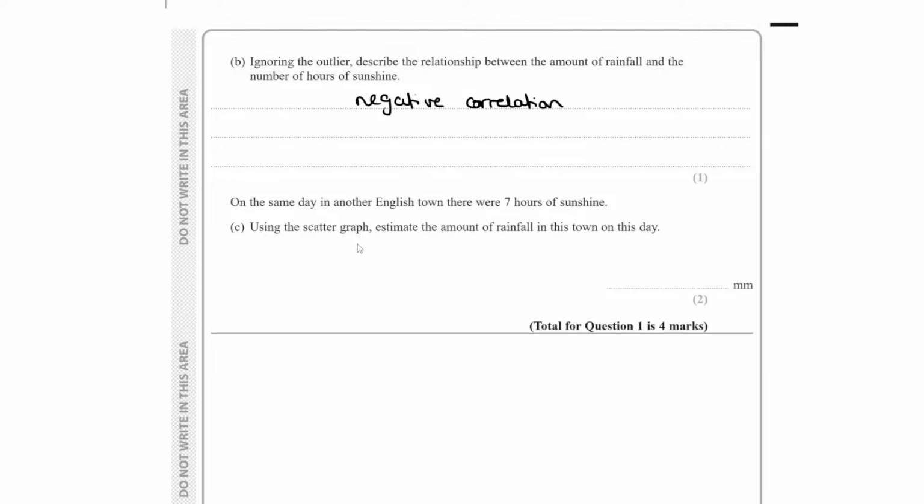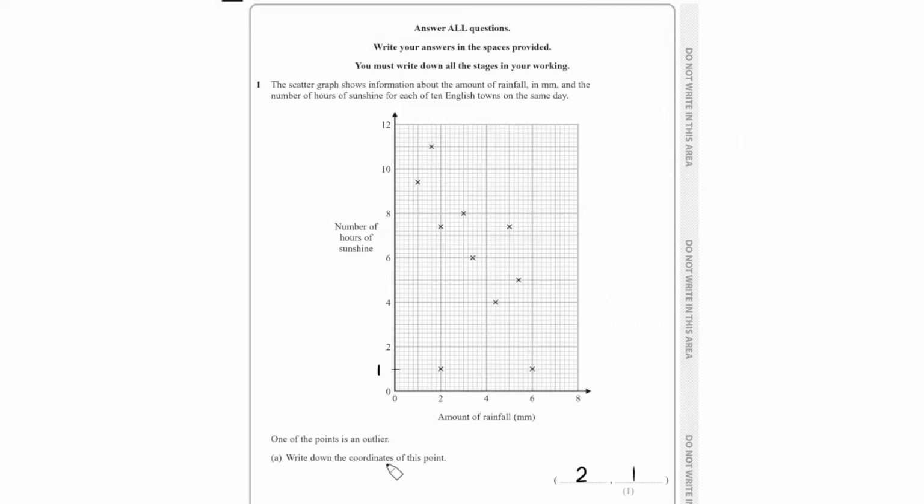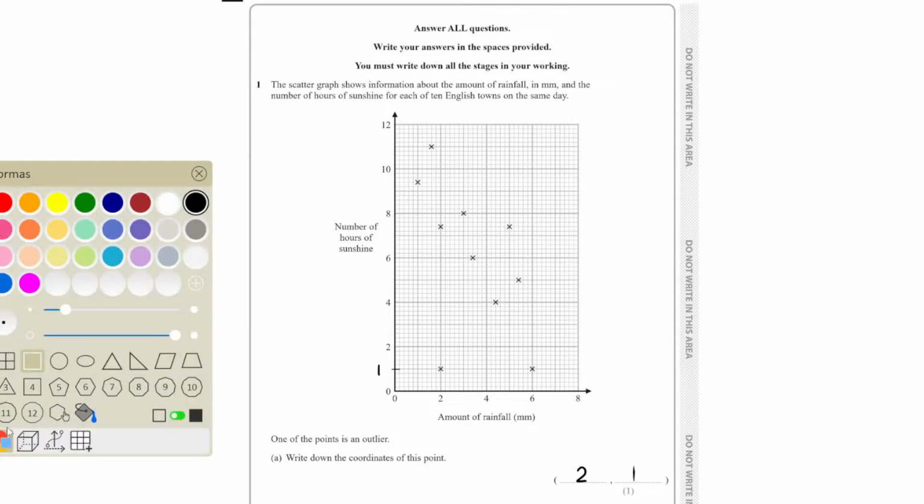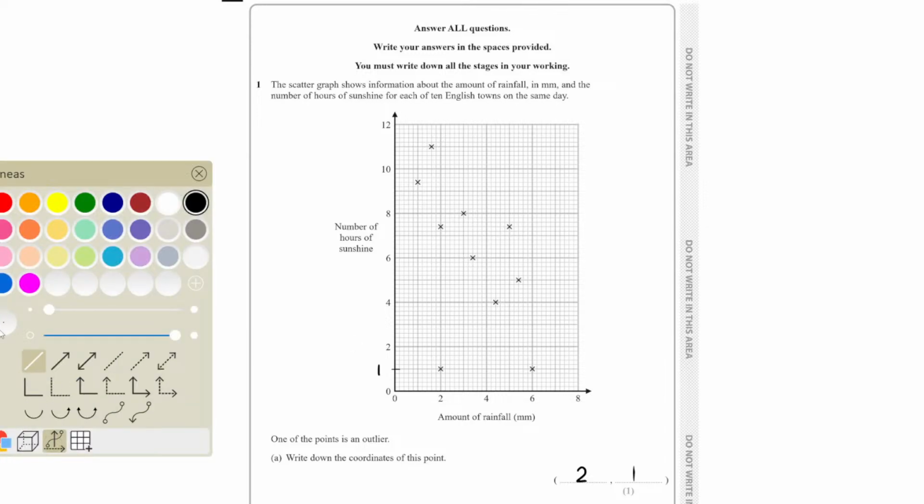So part C: on the same day in another English town, there were 7 hours of sunshine. Using the scatter graph, estimate the amount of rainfall in the town on this day. It's 2 marks. So in this case, if you've got a scatter graph and they want you to estimate something, you have to draw a line of best fit. Obviously, they'll give a small range of possible answers because everyone's line of best fit will be slightly different, but it should not be too far off what I'm about to do.